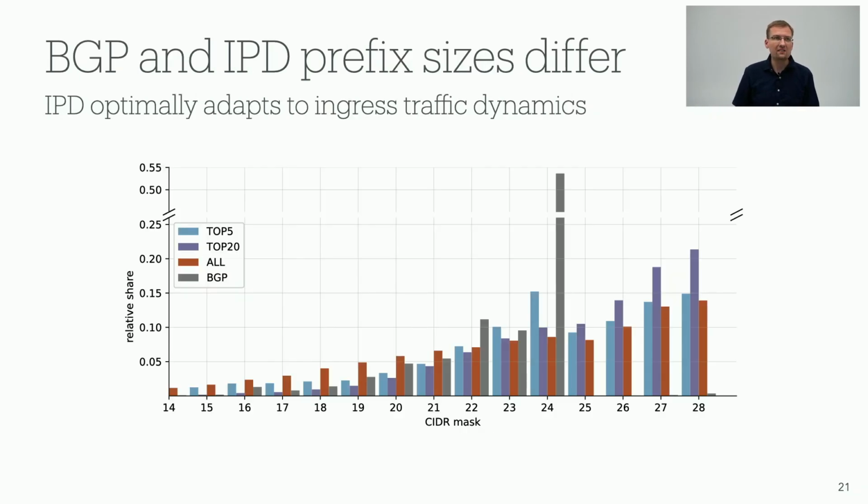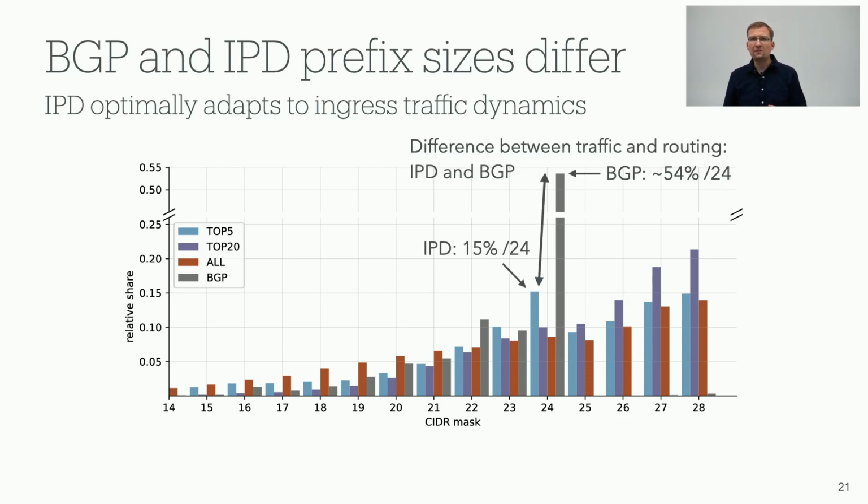Another use case, and that was actually a design requirement of the ingress point detection, was that we want the IPD to optimally adapt to the ingress traffic dynamics that we observe. So what we're doing in this evaluation is comparing the distribution of CIDR mask sizes that we observe in BGP, which are the gray bars, to the ones that we observe by the ingress point detection, which are the other bars. And here we see notable differences.